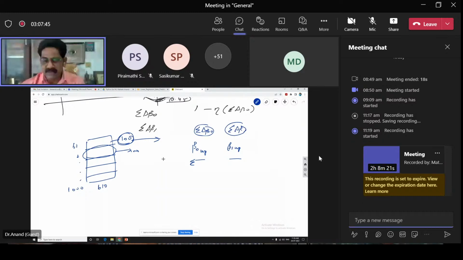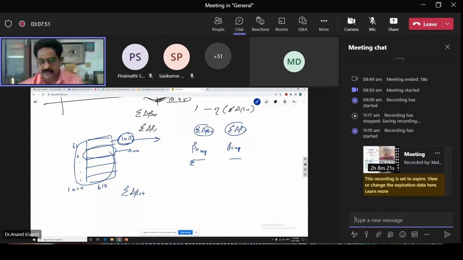In full batch training, what happens? You calculate the total error gradient once the whole 1000 records have been exposed to the model. The summation of delta beta naught and the summation of delta beta 1 is calculated for index 1 to 1000, the whole 1000 records, and the total error gradient you substitute. This is called full batch training.